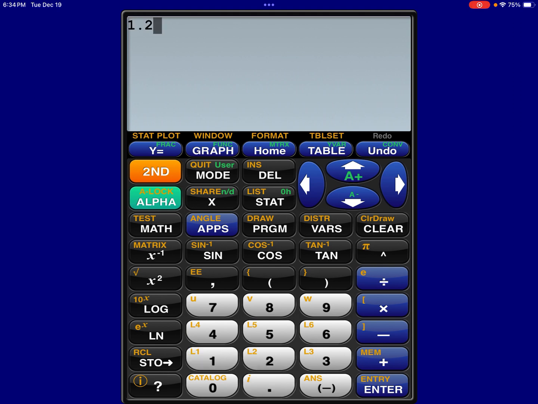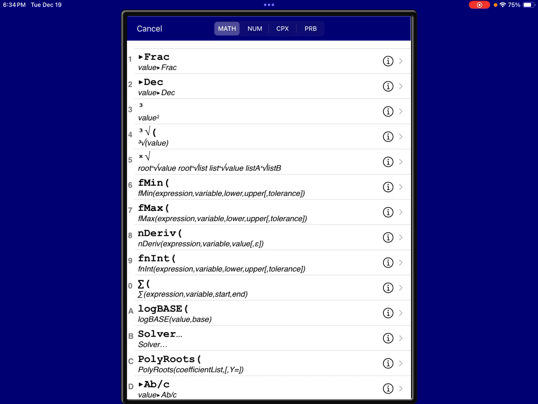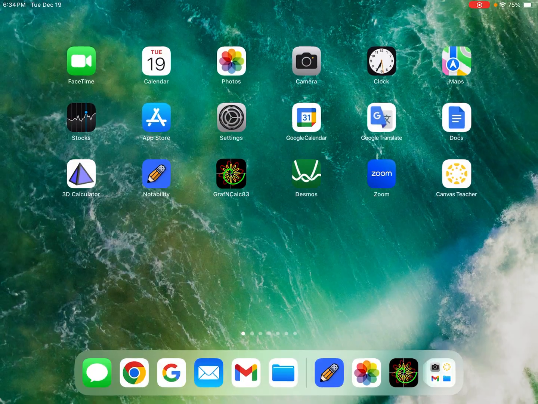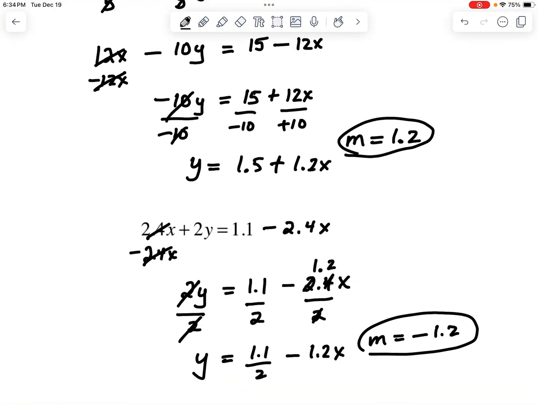I could take the 1.2 and then change it to a fraction, and that would be 6 over 5. And then the other one, negative 1.2, change that one to a fraction. So if they were reciprocals of each other, then one of them would say 5 over 6, while the other one said 6 over 5. But they both say 6 over 5, so they're not reciprocals. So that means the answer is neither. So neither parallel or perpendicular.